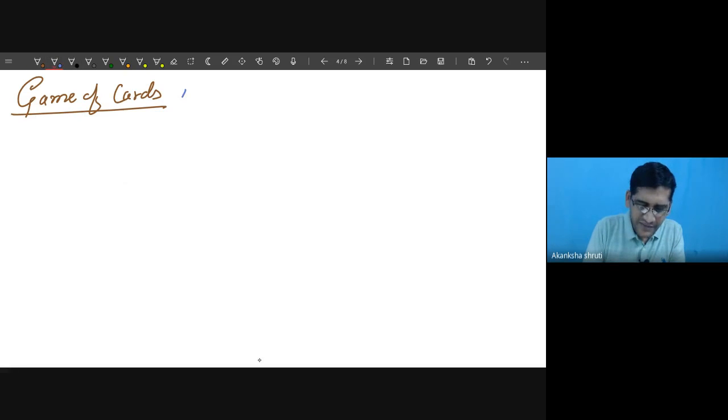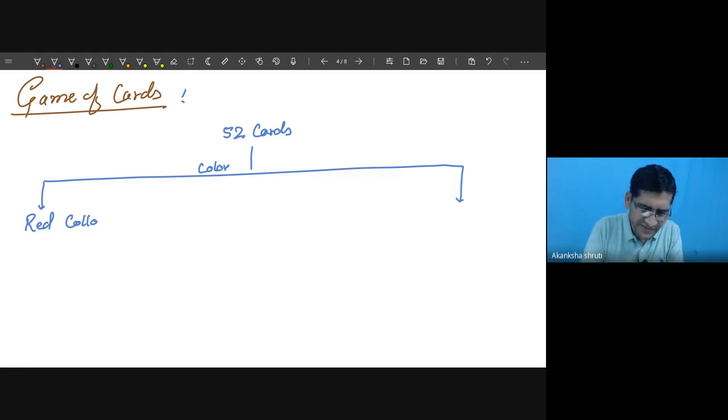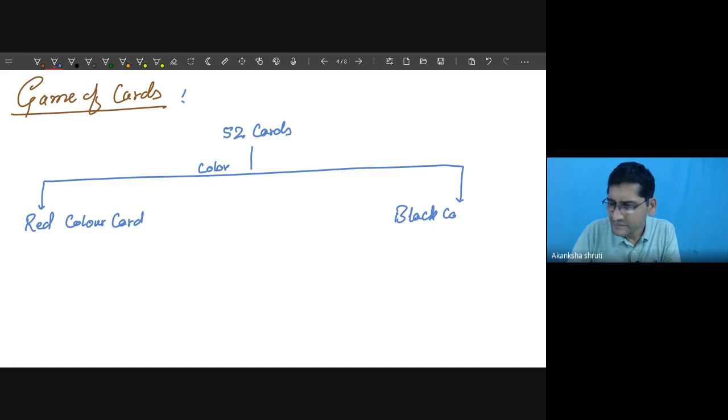In this game of cards, there are a total of 52 cards in 2 colors. So color wise, if we divide it, one is the red color card and another one is the black color card. It is found that a total of 26, meaning half of this 52, are red color cards and the other 26 are black color cards. Okay, just keep this much in mind.